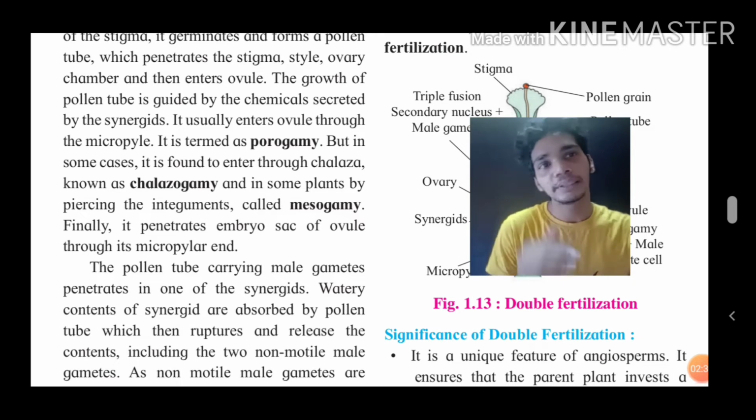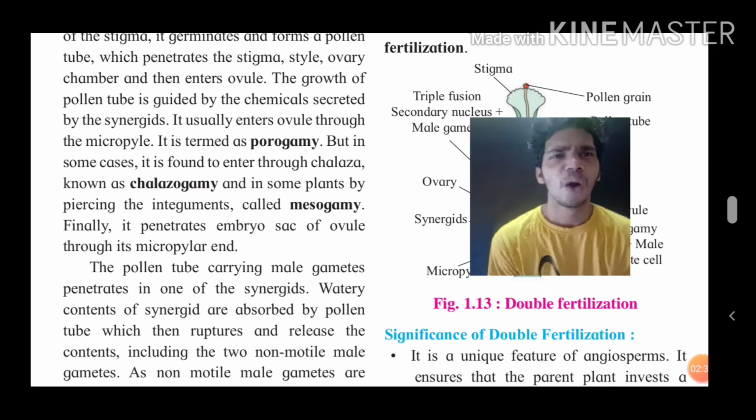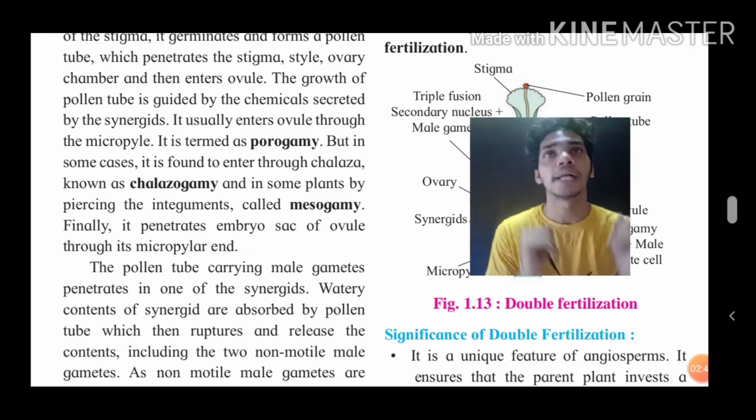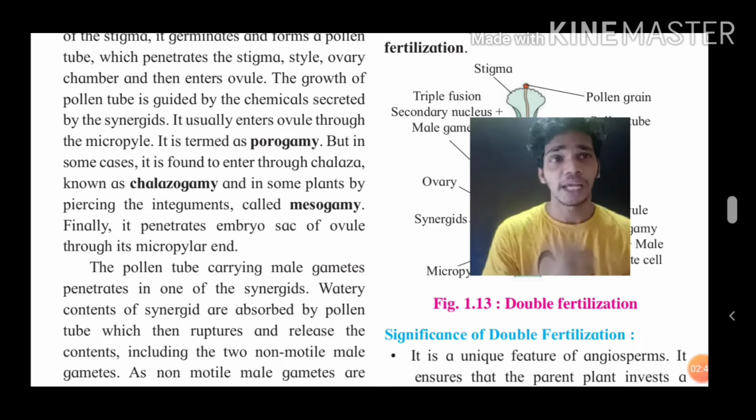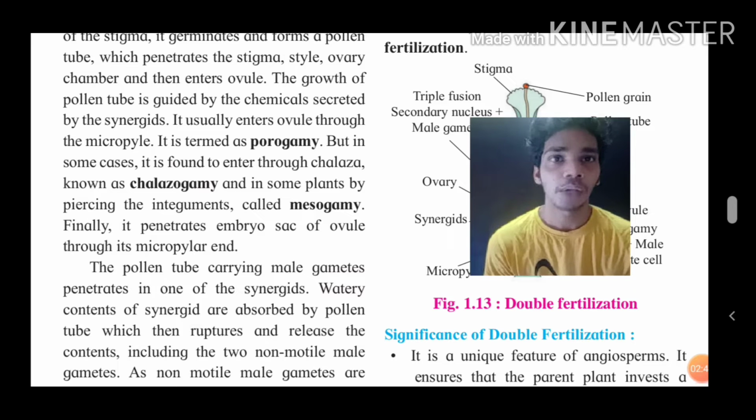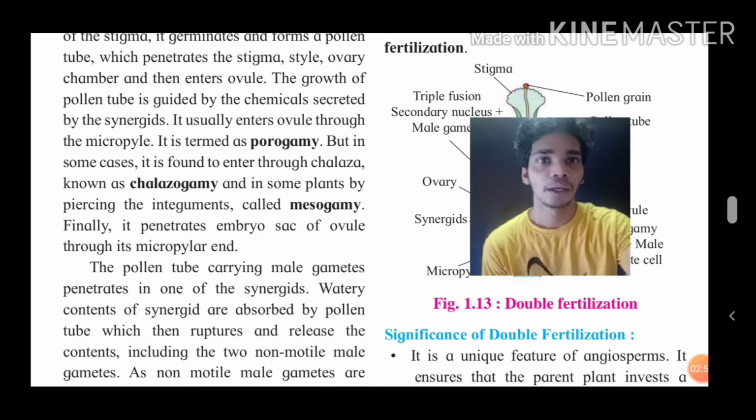What do you mean by piercing? उसको break open करके वो अंदर चला जाएगा. That is called piercing the integuments. What are the integuments? The supportive or protective parts. There are two types: inner integuments and outer integuments. Whenever there is piercing through the integument, it's called mesogamy. Finally, it penetrates the embryo sac of the ovule through its micropylar end.